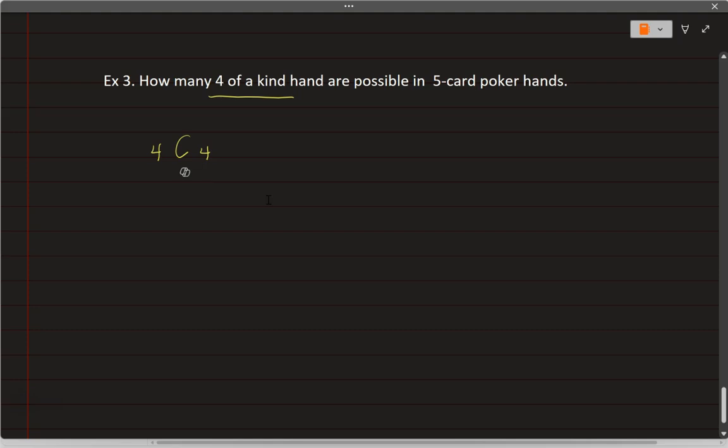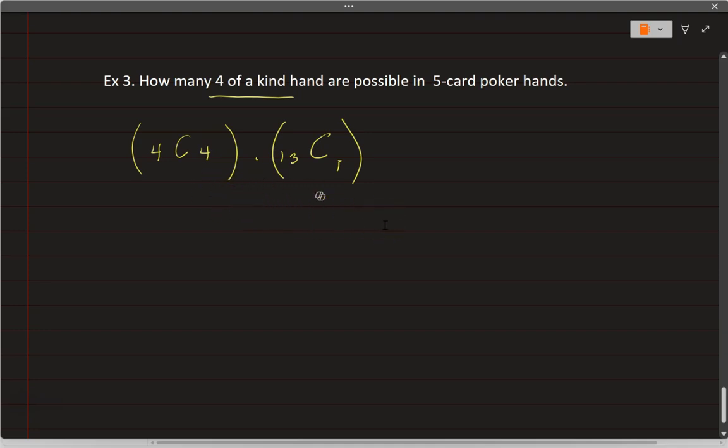That's number 1. Number 2, the other part is, how many different card values do we have? Well, there are 13 of them, right? And each one can have a 4 of a kind. So we have to take that and then multiply it by 13 choose 1. Okay, so that represents the 4 of a kind.